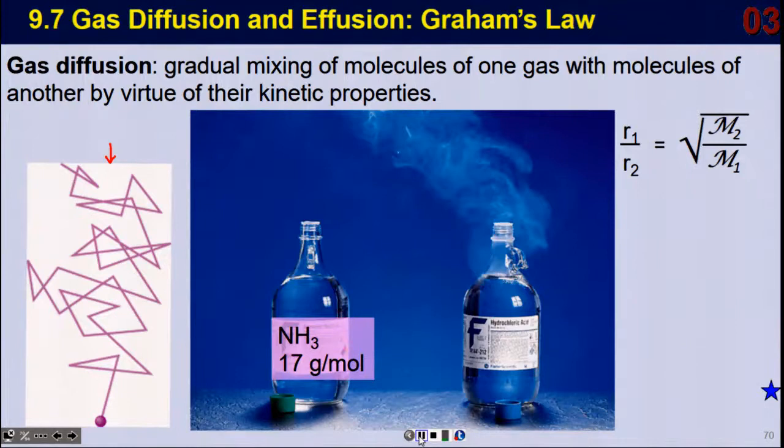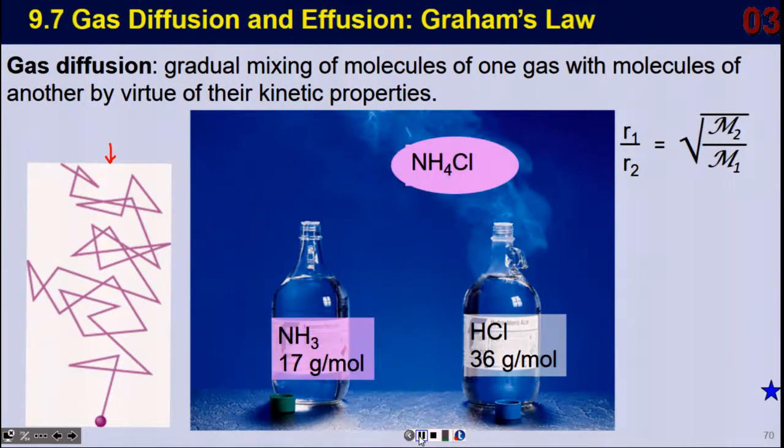The other container there is hydrochloric acid, and it has a larger molar mass. So the molar mass is going to be related to the rates of diffusion. And it's demonstrated by where the cloud is being formed, because if you react ammonia with HCl, the resulting product is ammonium chloride, which forms in the air over the two bottles.